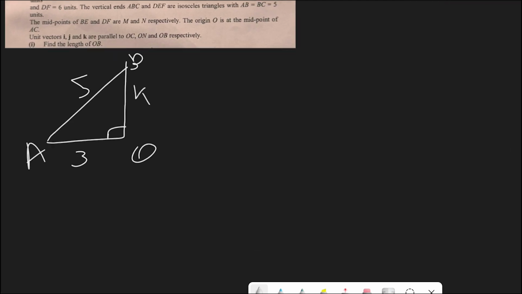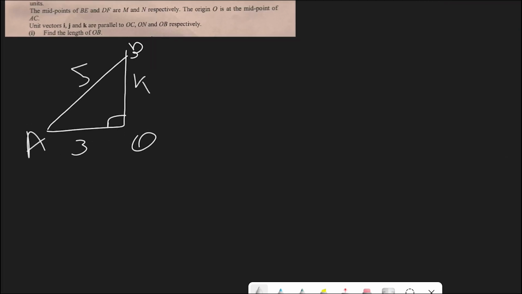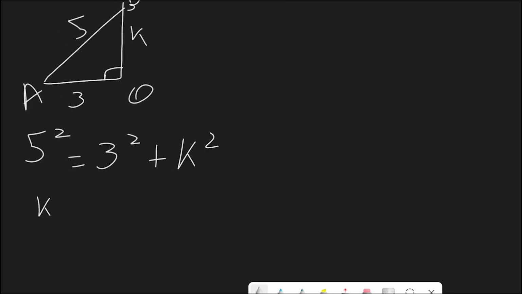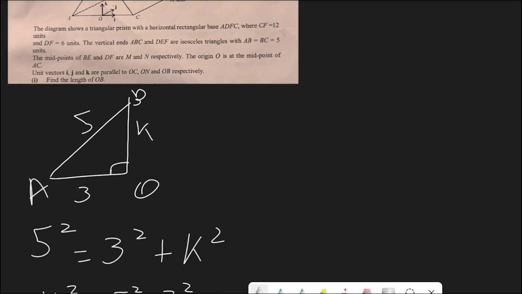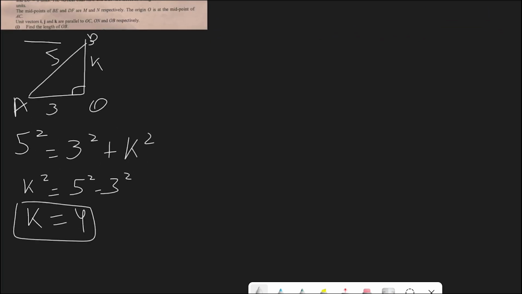Now we need to determine k. This can be determined by the Pythagoras theorem. So 5 squared is equal to 3 squared plus k squared, that is a squared plus b squared equals c squared. So k squared is equal to 5 squared minus 3 squared, so k would be equal to 4. You can calculate it on your calculators. So the length of OB would be 4 units upwards, the magnitude, or the length, would be 4.